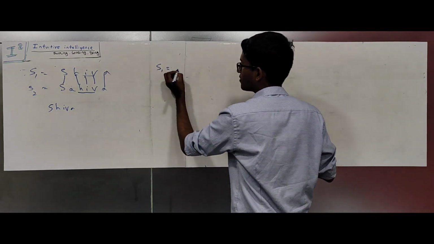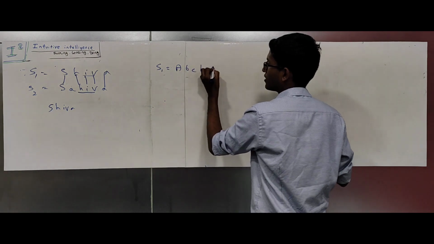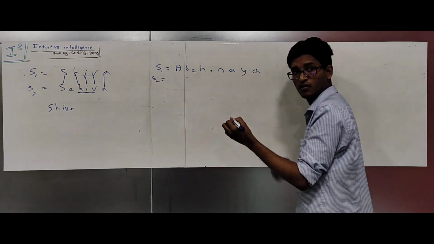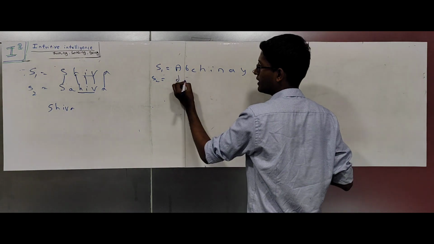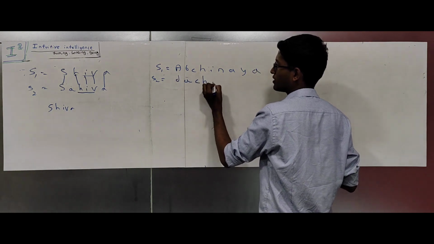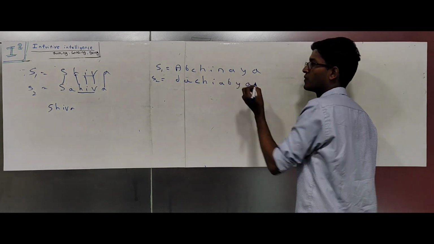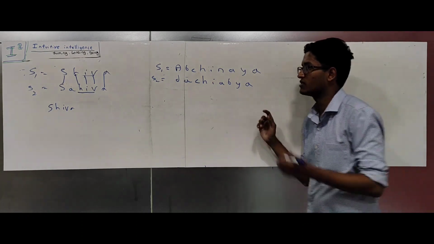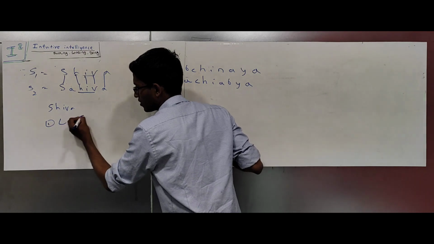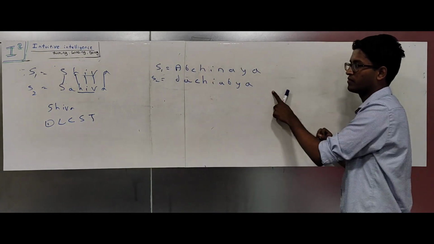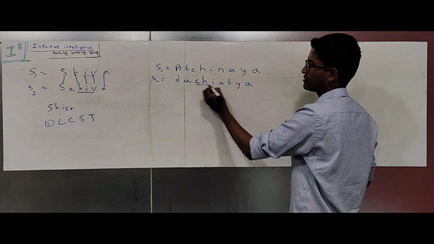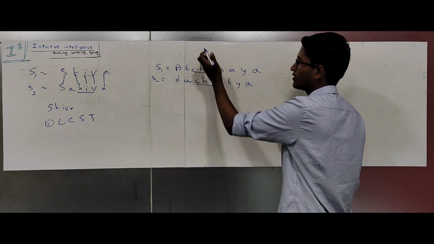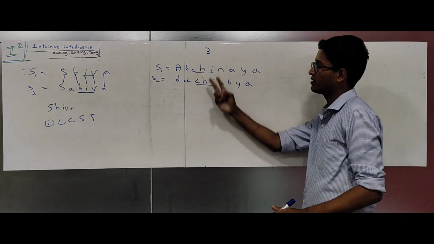String one is ABCHINAYA. String 2 is DADACCHIHIABYA. So the first process is to identify the longest common substring. In this example, visually I can say that CHI and CHI are the longest common substrings. I will take its length, 3, so I will take 3.